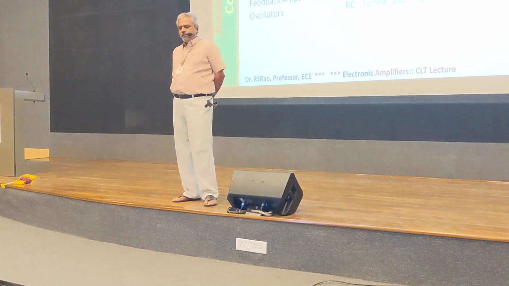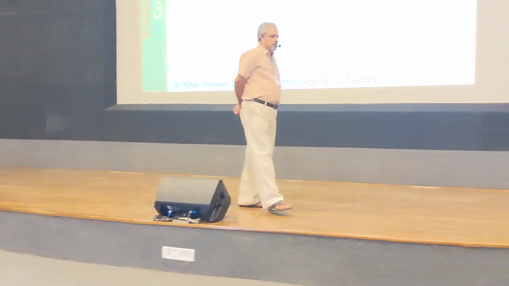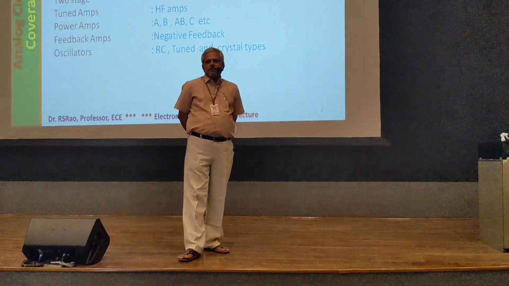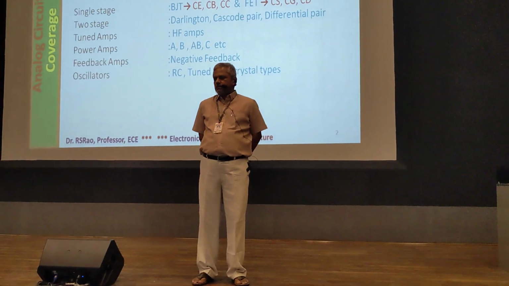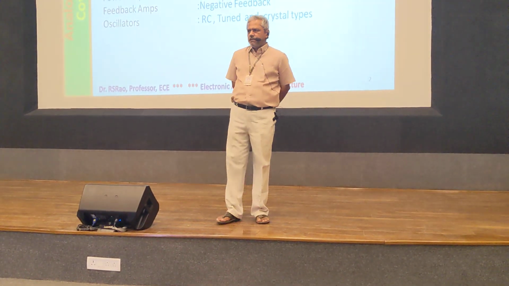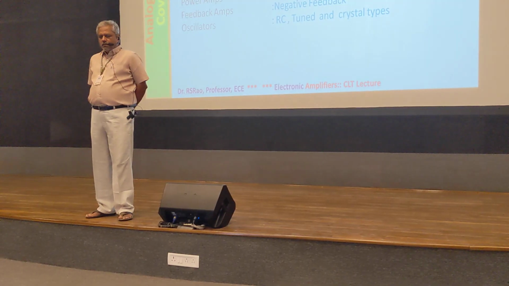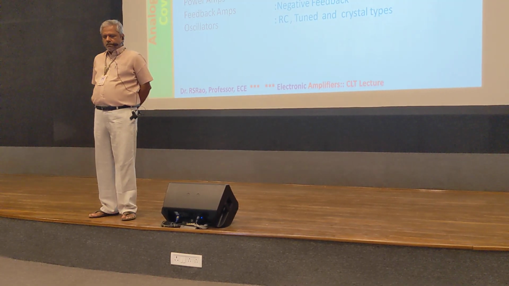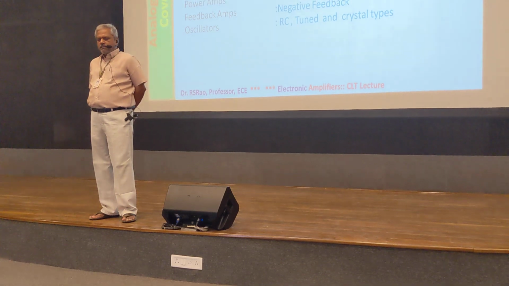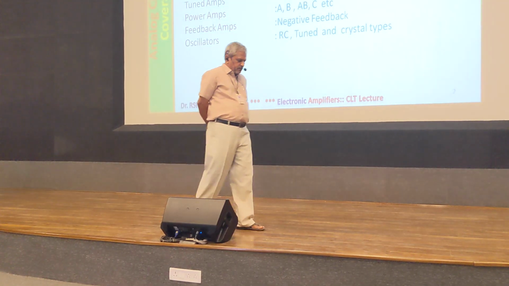Similarly, for the CC configuration, you can find its DC characteristics and all that are very much similar to CD. CC, CD goes well. Now, after having some idea regarding CE, CB, CC, CS, CG, CD, one or two points I want to tell you.